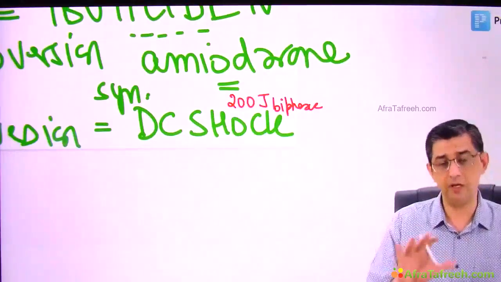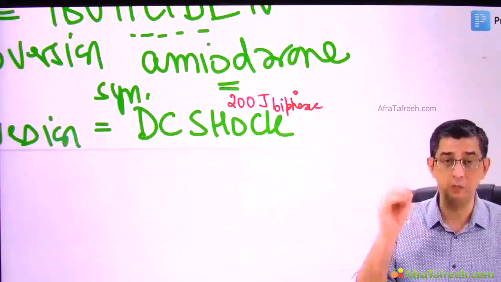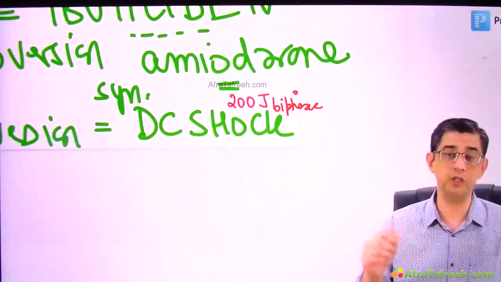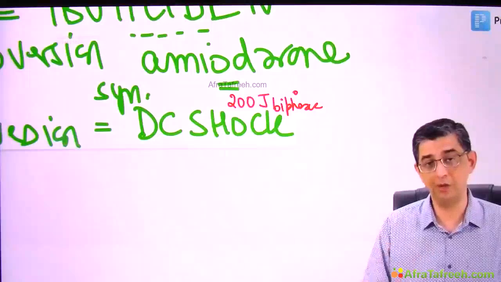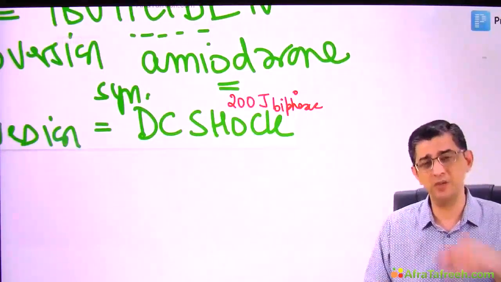Whatever value I tell you, after that I may or may not write the word biphasic every time, but it is implied it is always biphasic. When I was a student your age, we used to read about 360 joules monophasic or uniphasic, but at the moment you will notice all the models are going to be not uni, but they're biphasic. There are various reasons for that.